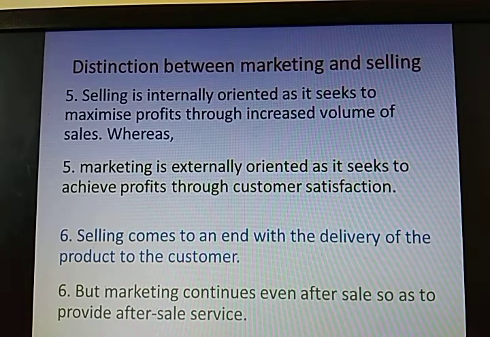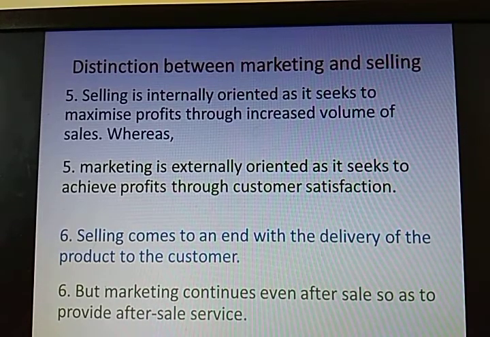Marketing talks about customer satisfaction. This word I have asked you to remember forever. See, marketing will try to research, it will try to find out the needs, it will try to change the product as per the customer satisfaction. So that is the basic difference between these two. Then the next point: selling comes to an end with the delivery of the product. As soon as the product is delivered to the customer, selling is ended. So that is why it is a narrower term than marketing.